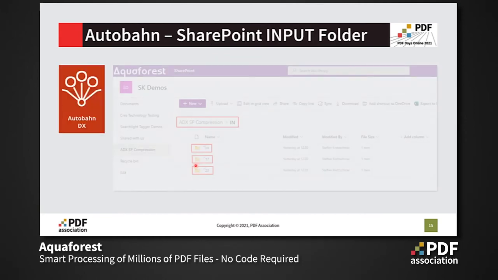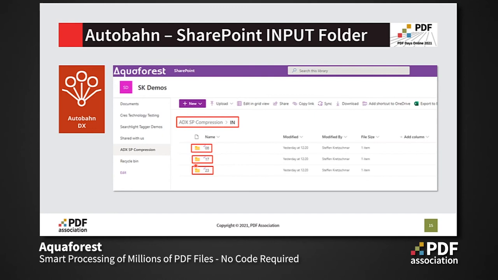Okay, let's have a brief look at the setup. So we have a SharePoint setup here. On the left-hand side, we create a library. In our case, it's just called ADX Compression. And within that library, we've got two main folders. The main folders are called in and out. Very self-explanatory. And both the in and out folders have subfolders.